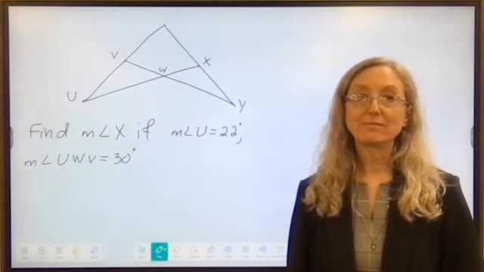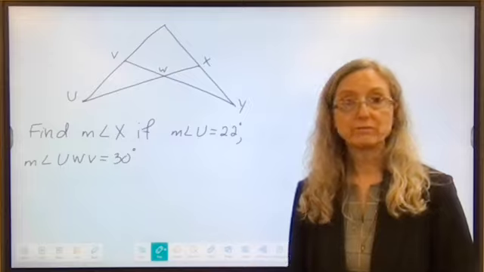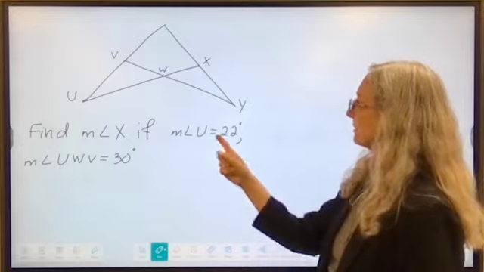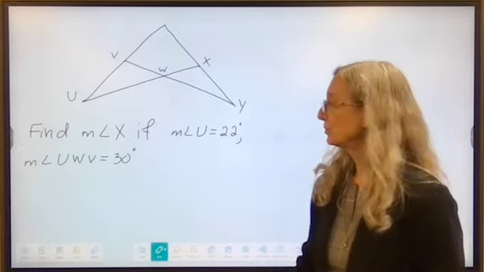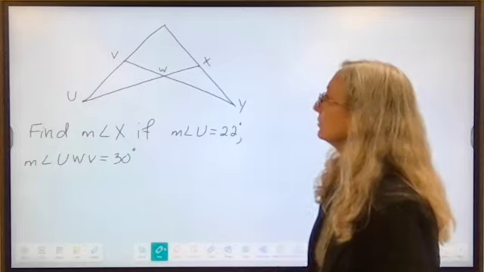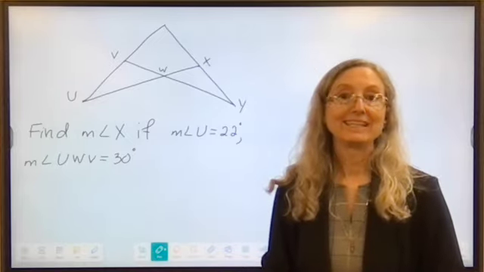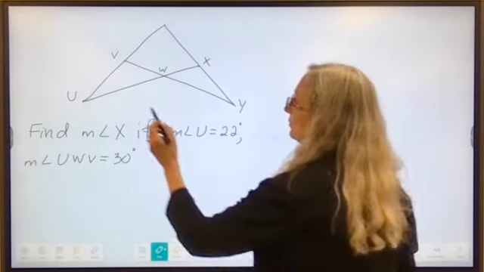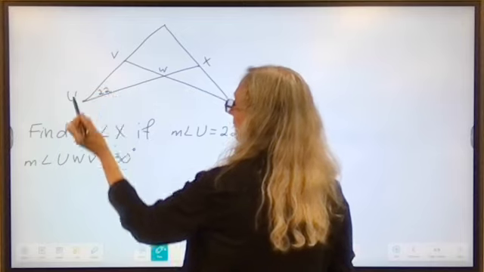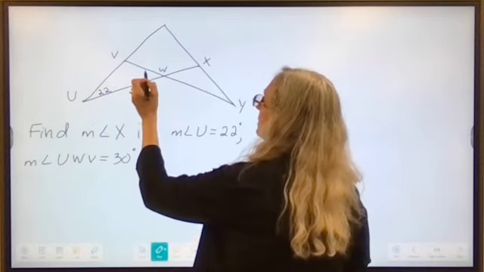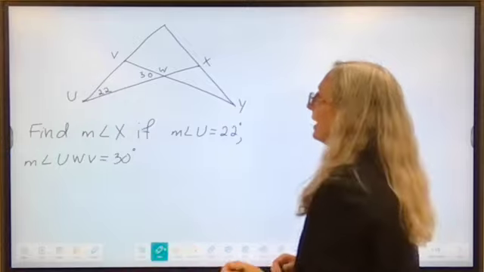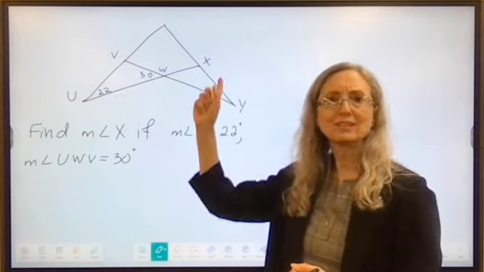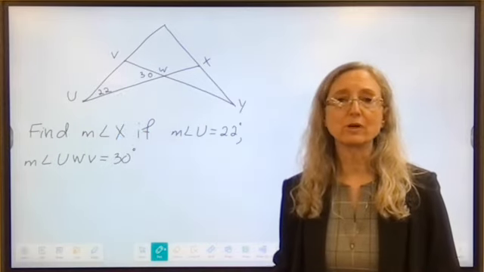Okay, here's an example of a kind of problem that you can be given with congruent figures. I'm asked to find the measure of angle X if the measure of angle U is 22 and the measure of angle UWV is 30. Let me put the information that I've been given into the diagram. U is 22 and angle UWV is 30. And I'm asked to find angle X. Notice these two angles don't have anything to do with angle X. They're in completely different triangles.